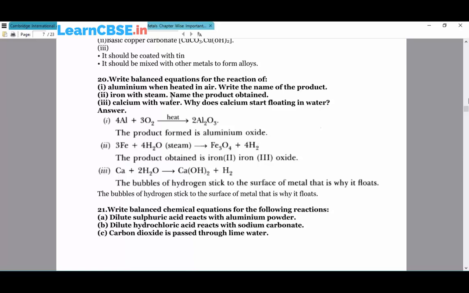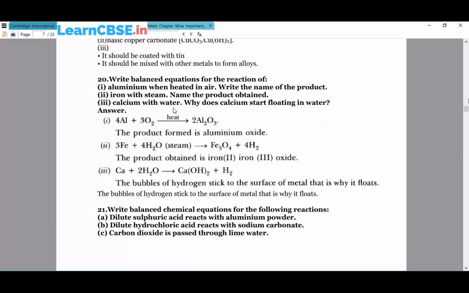The iron with the steam, name the product formed. So 3Fe plus 4H2O steam gives Fe3O4 plus 4H2. So the product formed we call iron 2, iron 3 oxide.